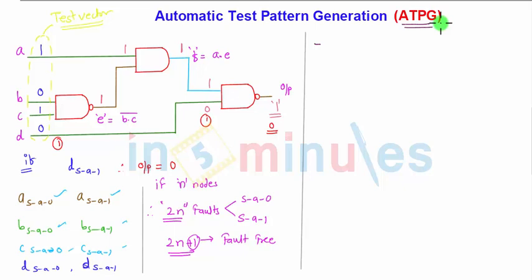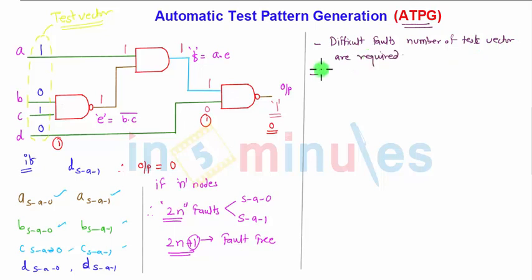We have to generate it automatically because there are a number of combinations available with the test vectors. So for difficult faults it is required. For difficult faults, a number of test vectors are required.